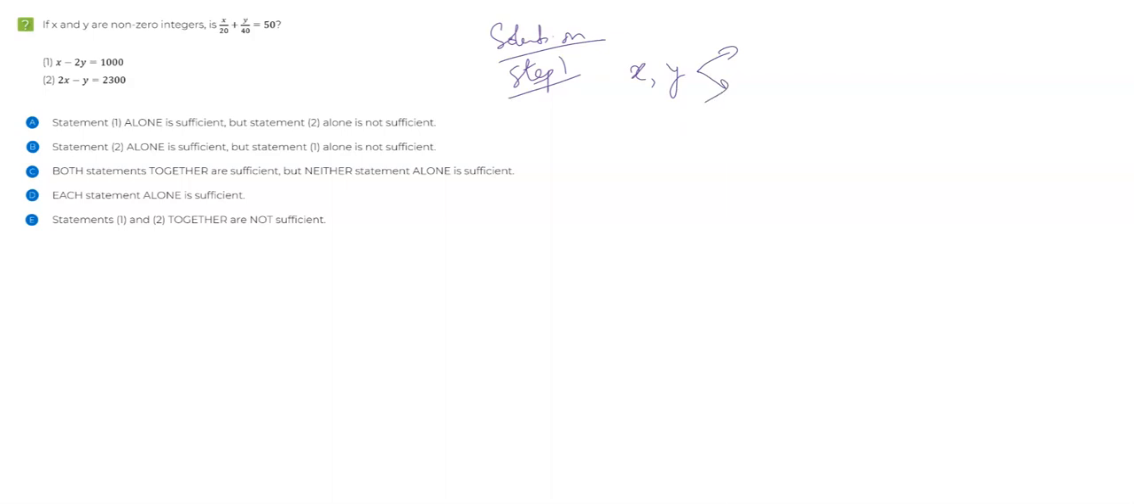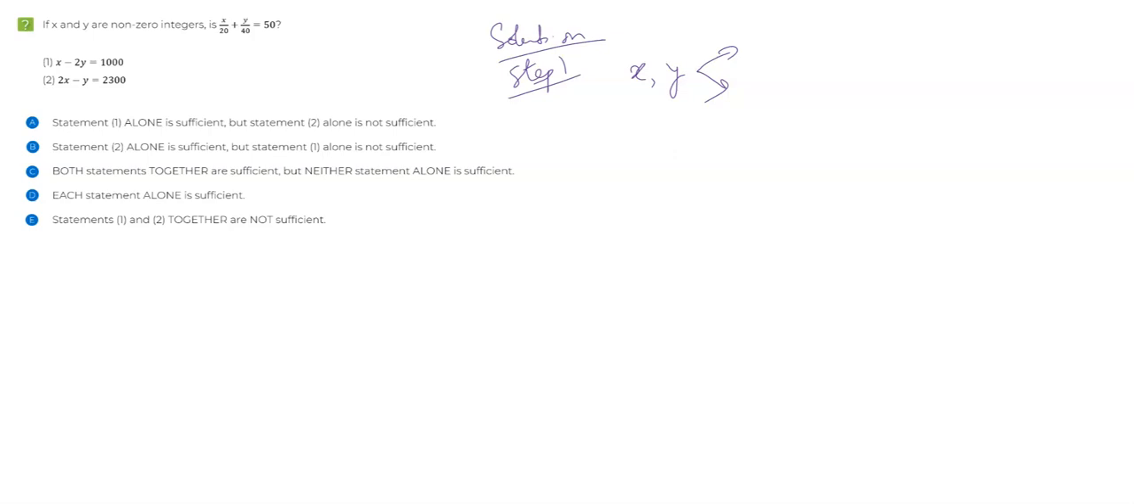There's one place where you might end up making a mistake if you don't read carefully. A lot of students think that if it is given that x and y are non-zero integers, then that means x and y are positive. Now, if any of you made that inference, you made the wrong one. Non-zero means that x and y cannot be zero. But apart from that, they can take any values.